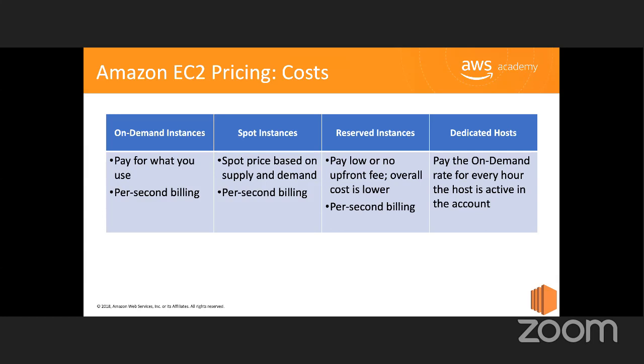Spot instances, what is a spot instance? It is spare capacity that AWS has that is not used. So you can bid like in an auction, and the spot price is based on supply and demand. It's per second billing. Reserved instances are for predictable patterns, where you can reserve an instance for 1 or 3 years, and you pay low or no upfront fee. Overall cost is lower, and it's per second billing as well.